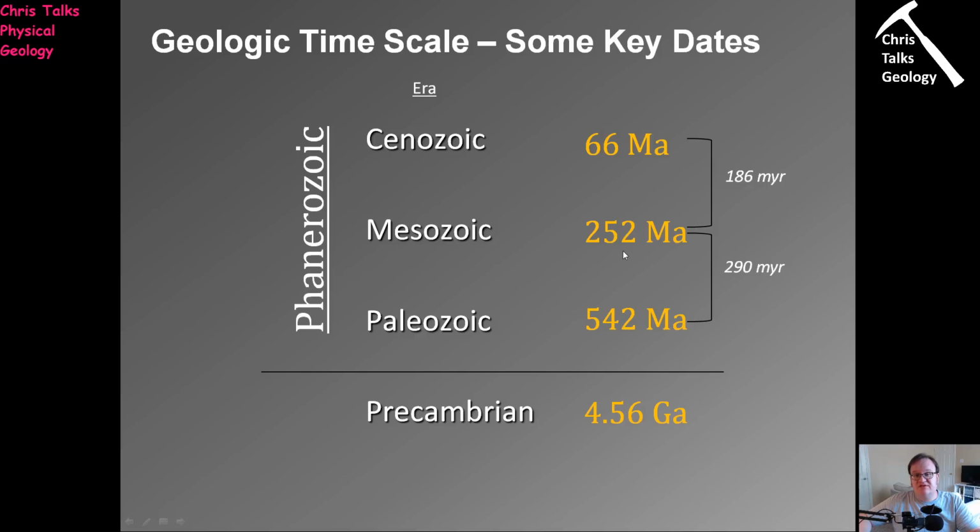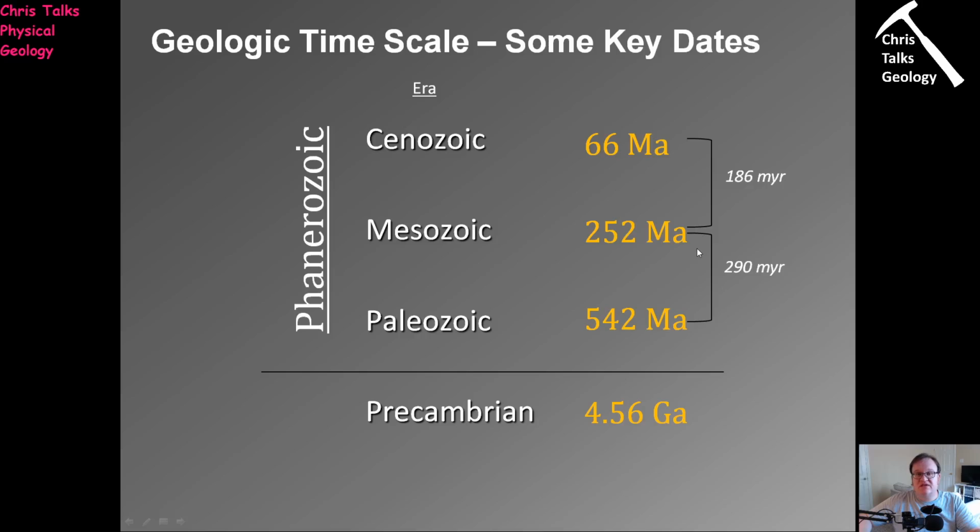The Paleozoic-Mesozoic boundary is set at 252 million years, and the Mesozoic-Cenozoic boundary is set at 66 million years. So what you'll notice is, compared to the Precambrian, which is an absolutely gargantuan amount of time, over 4 billion years, the Paleozoic is 290 million years, and the Mesozoic is 186 million years.